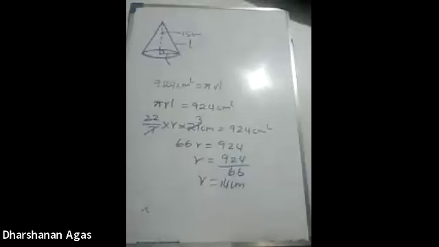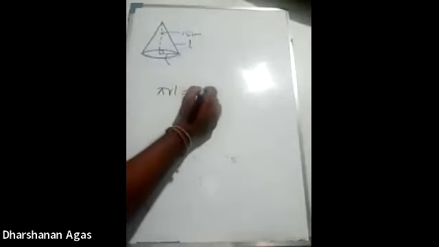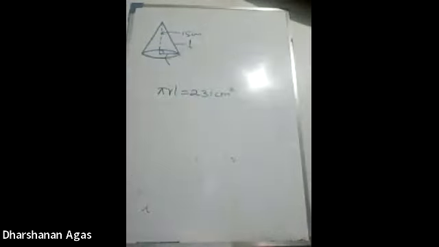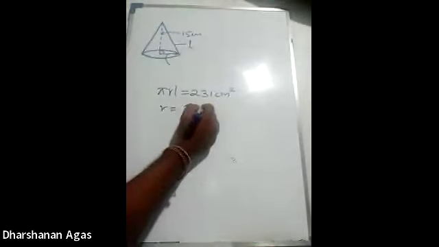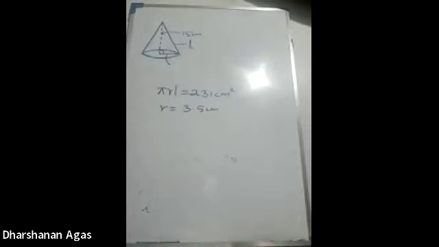Then write the question. The area of the curved surface of a cone is 231 square centimeter, and the radius is 3.5 centimeter.